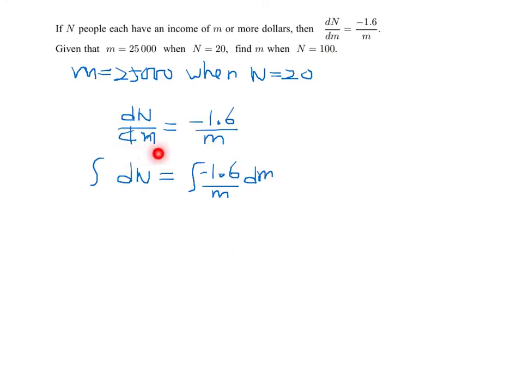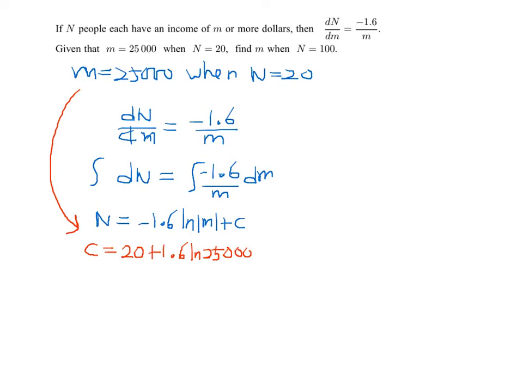So here's your model, and it can be separated like this. Performing integrations on both sides, we should get the general solution as follows. But because we have the initial conditions discovered earlier, we substitute them in here to find the value of C, and we should get this C value. Don't try to use a calculator, just leave it as ln 25,000 first.